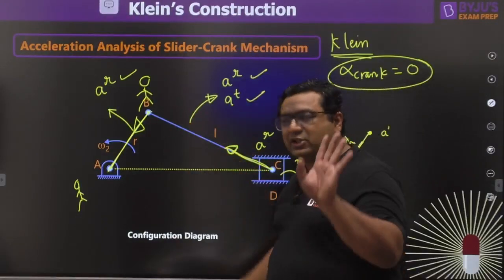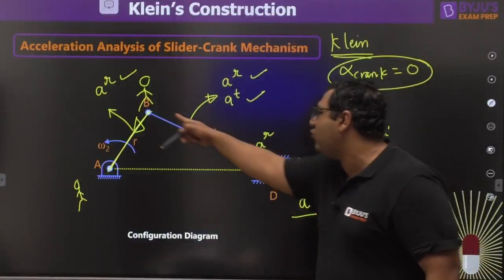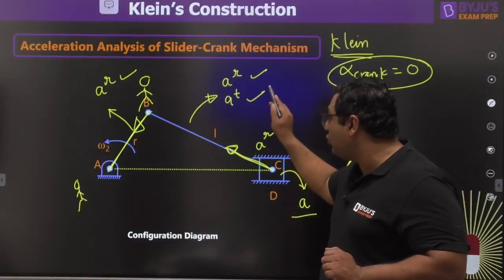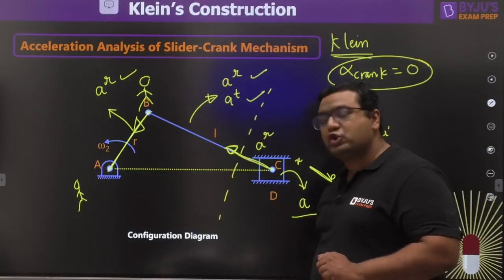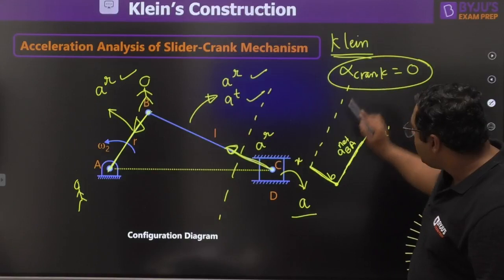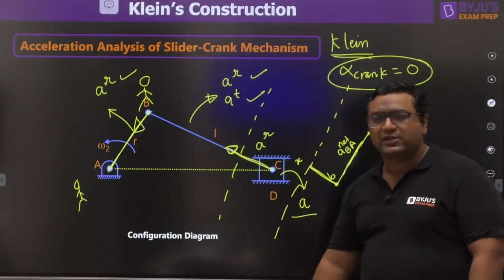Tangential acceleration direction is not known to us because alpha of BC is not known to us. But tangential acceleration will always be perpendicular to the link, that is for sure. So we will go with both the possibilities like this. Anywhere you can get the tangential acceleration.